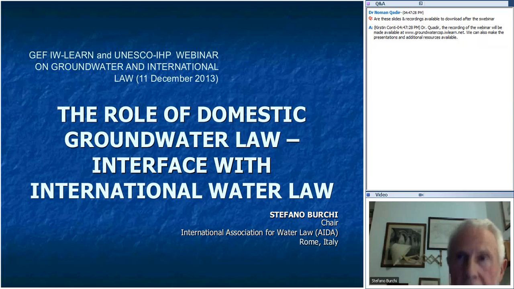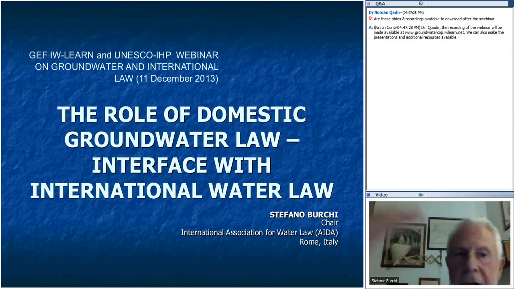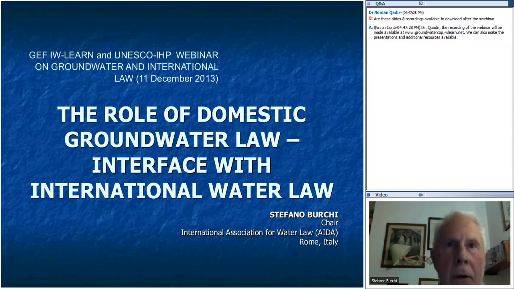at the domestic level of countries generates an interface, generates an interplay between the two planes, the two levels of law, international law and domestic law, which come into contact and should not be seen as a result as totally separate one from the other. This interface and this interaction is what I will address in this brief presentation.